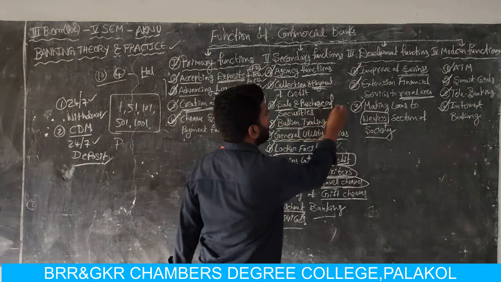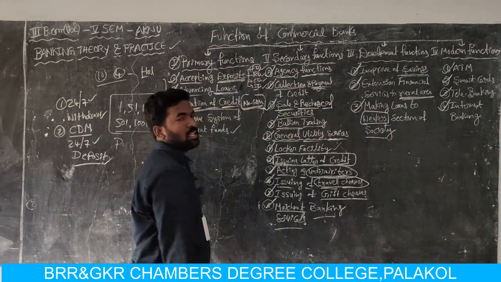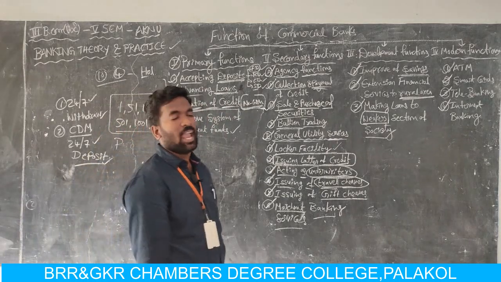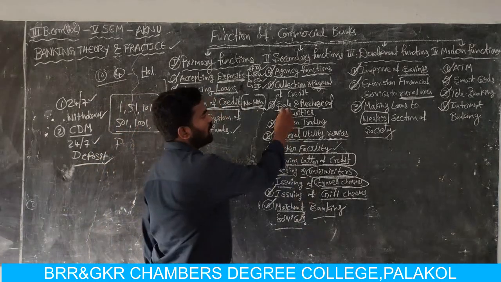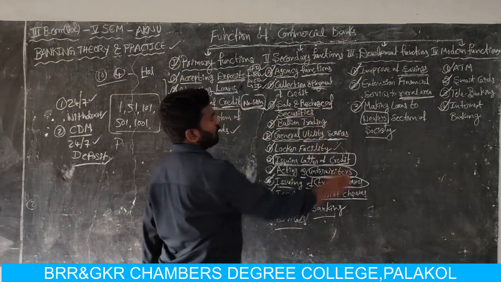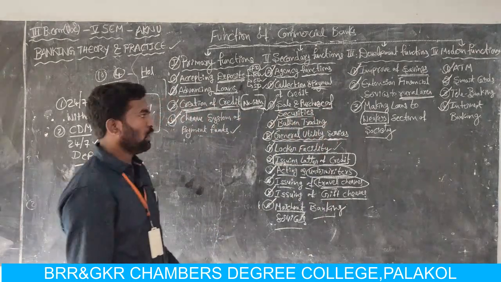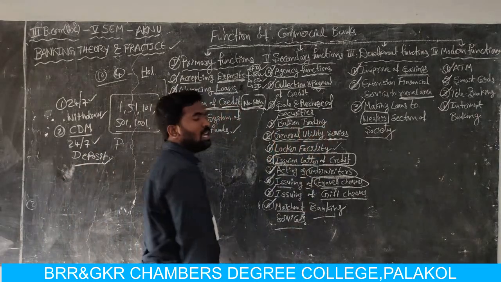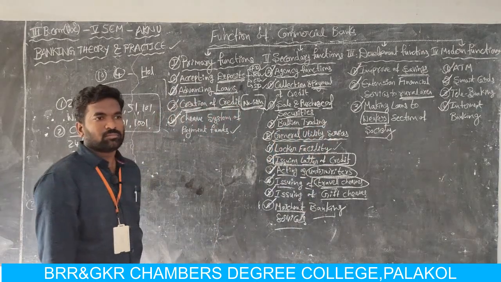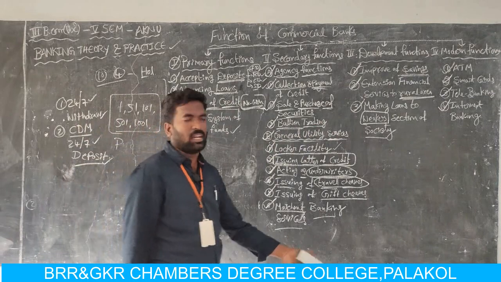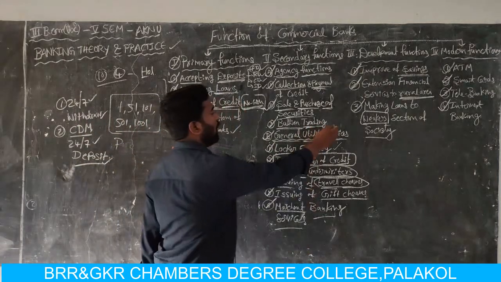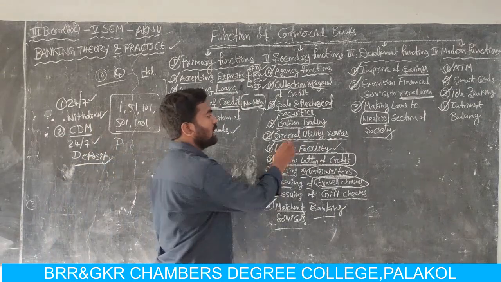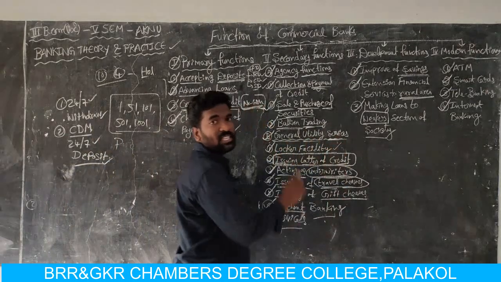Then sale and purchase of securities. Securities means shares, equity shares, preference shares and debentures. All are sold and purchased. Next, bullion trading. Bullion means gold, silver, diamonds, jewelry. So all are traded; trade means sale and purchase. Then general utility services.